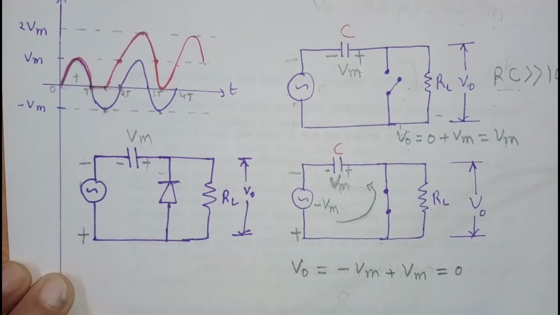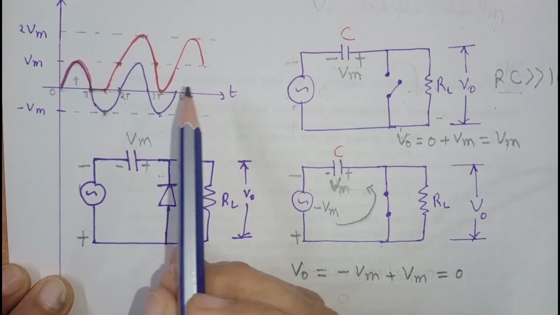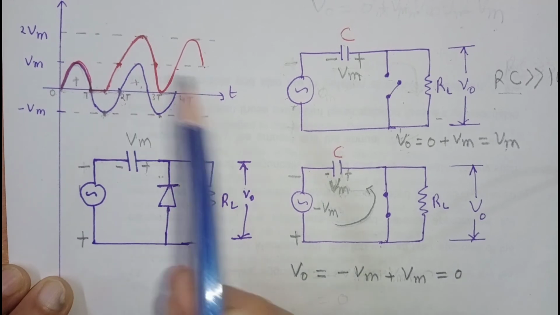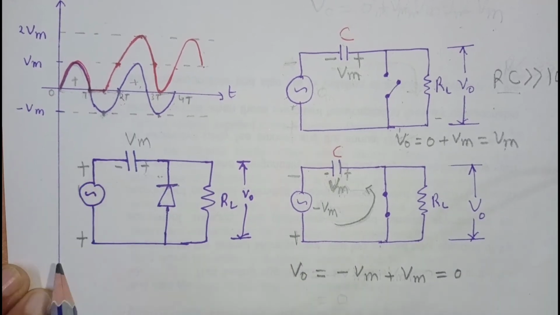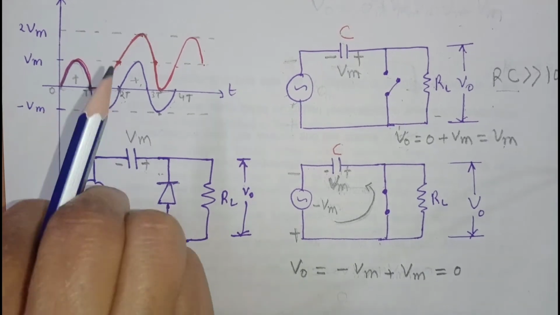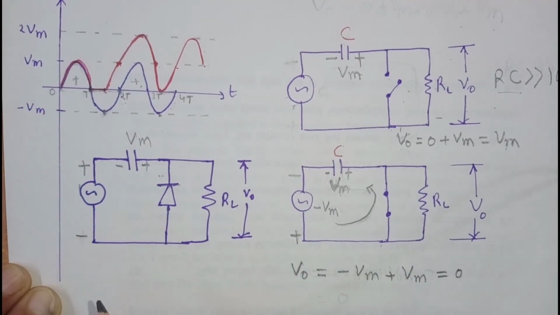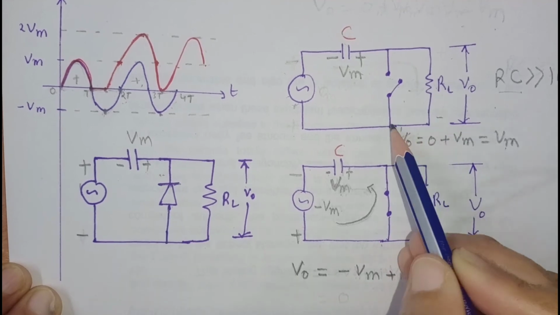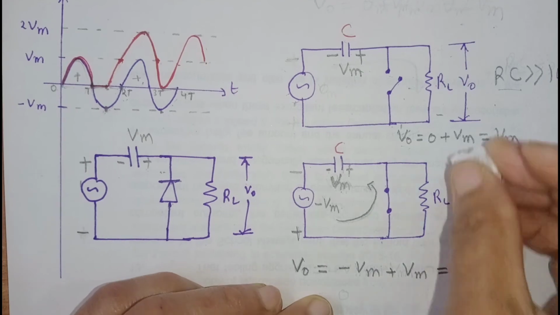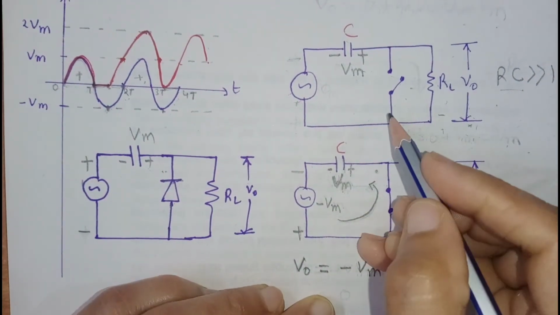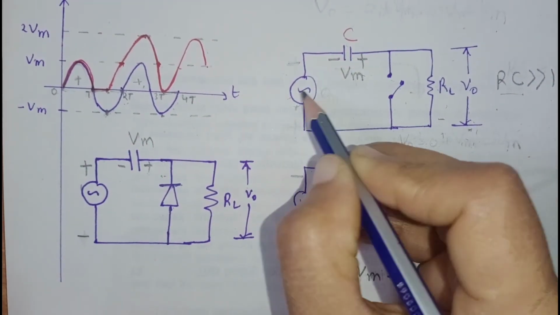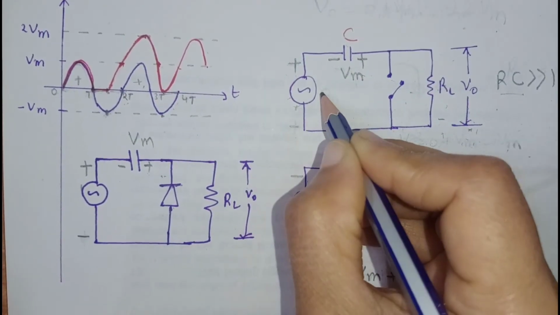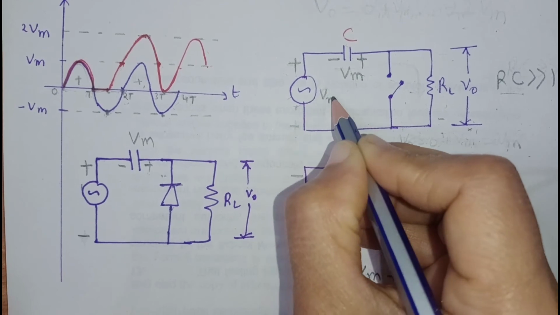Again, during the positive half cycle, this terminal is positive and this terminal is negative. So this diode is reverse biased, and the equivalent circuit will look like this. Now the voltage here, because it is during the positive half cycle, this is positive and this is negative, so the voltage is maximum, equal to Vm.